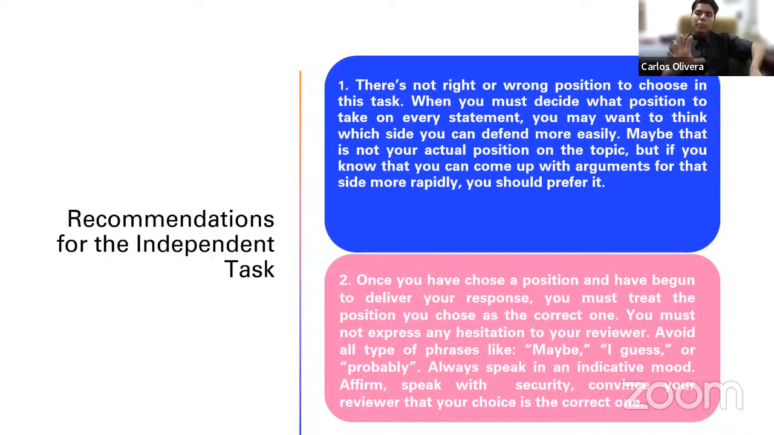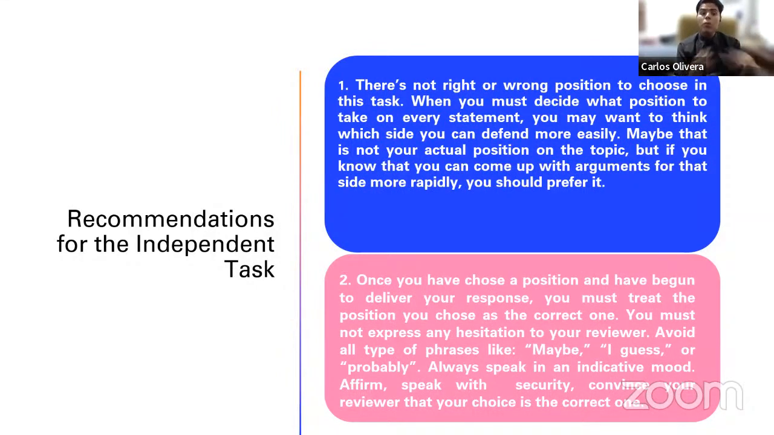Once you have chosen a position and have begun to deliver your response, you must treat your position as the correct one, okay? So there's a difference. Before you choose your position, there is no right or wrong answer. Nevertheless, once you have chosen a position and opinion, you have to treat your choice as the correct one, and the other one is completely erroneous.